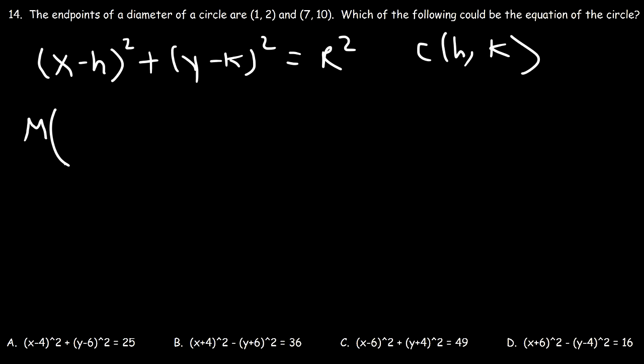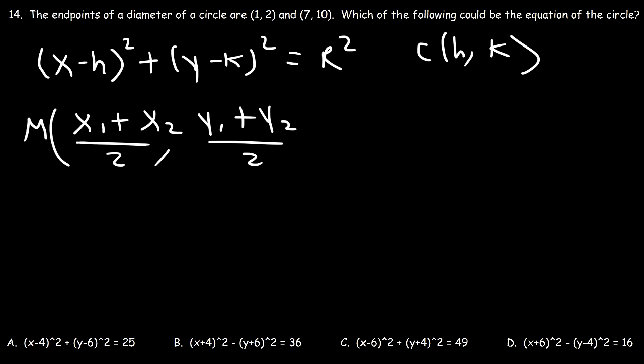So here is the midpoint formula. It's the average of the x values and the average of the y values. So what is the average of 1 and 7? The average of 1 and 7 is 4. 4 is the midpoint of 1 and 7. The midpoint of 2 and 10 is 6.